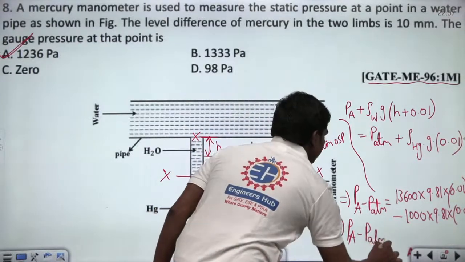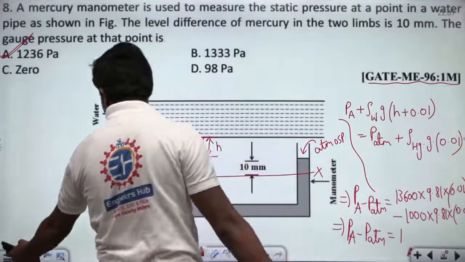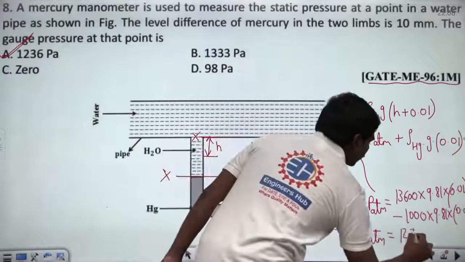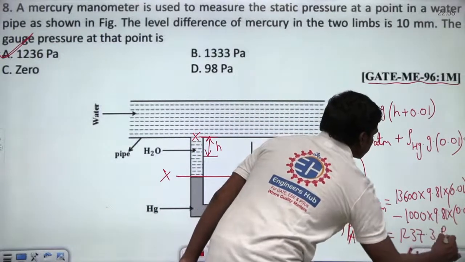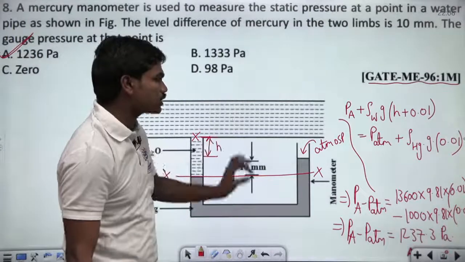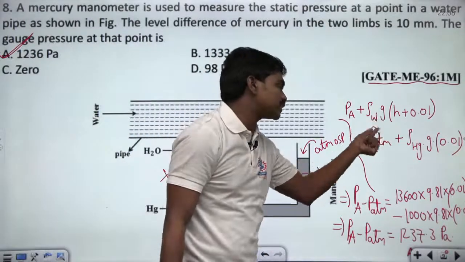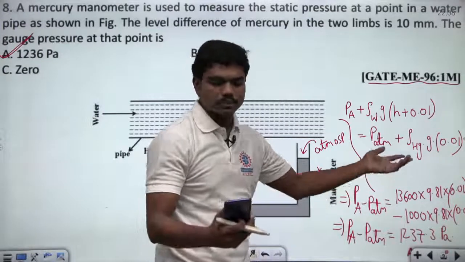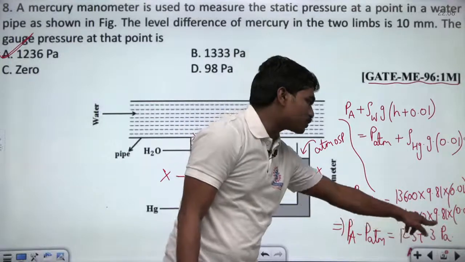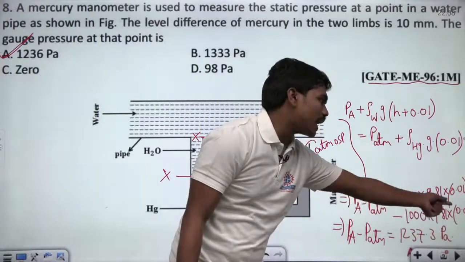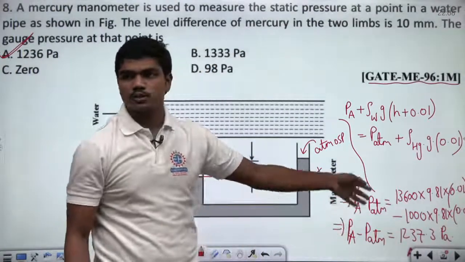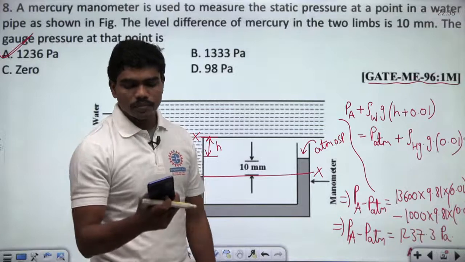So P_A minus P_atm is equal to how much did we get? 1200 and something, we got 1237.32. So 1237.3 pascals, because this value is in pascals. So you can observe one thing here, the value given is 1236, because this density of water is not very small but considerably small as compared to this density of mercury, correct? So if you subtract 1000 into 9.81 into some other little small value as compared to this 0.01, this value will slightly reduce. Okay, so 1236 could be a correct answer. Okay, reasonably. Is that clear to all of you?